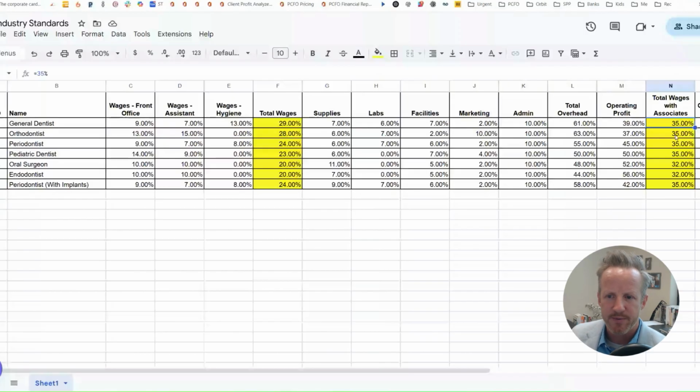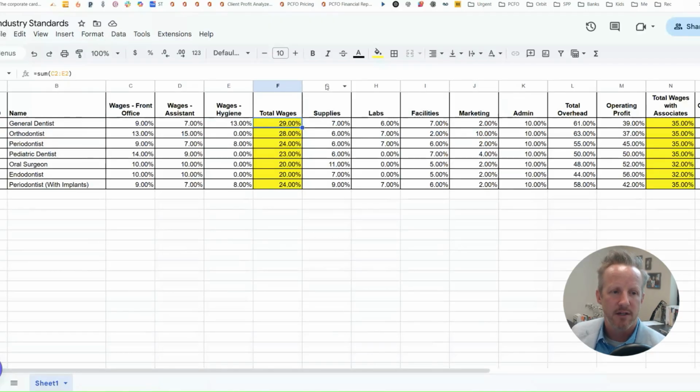Okay, so back on subject here. A general dentist without an associate, I'm going to say, is about 29% wages. An orthodontist around 28%, periodontist around 24%, pediatric dentist around 23%, an oral surgeon closer to 20%, an endodontist closer to 20%, and a periodontist with implants I have 24%. So now let's look at the other categories.